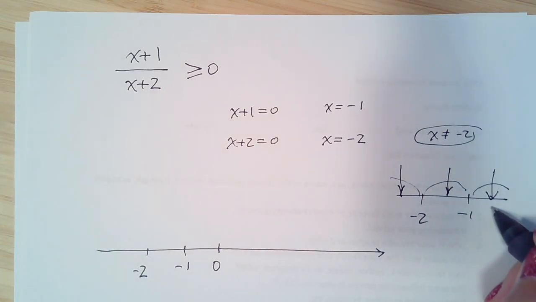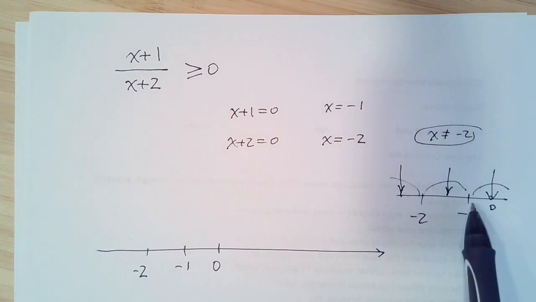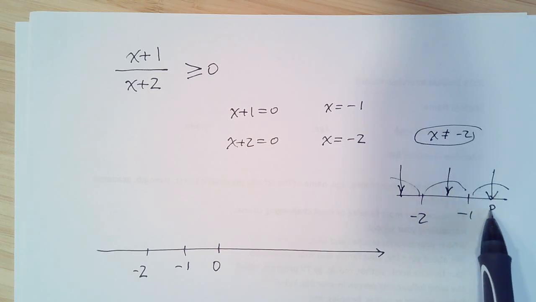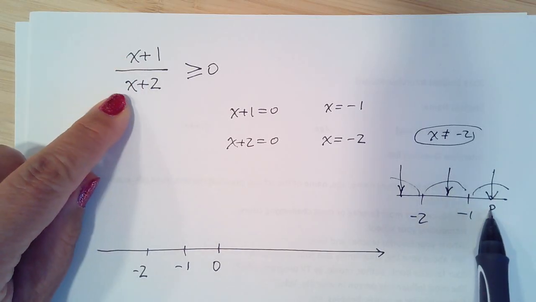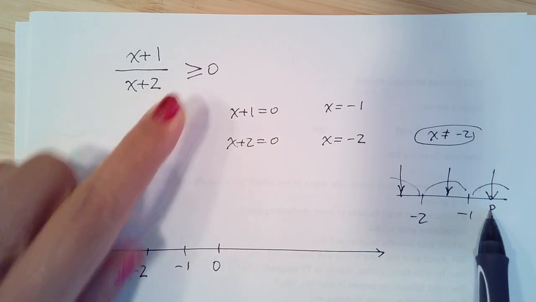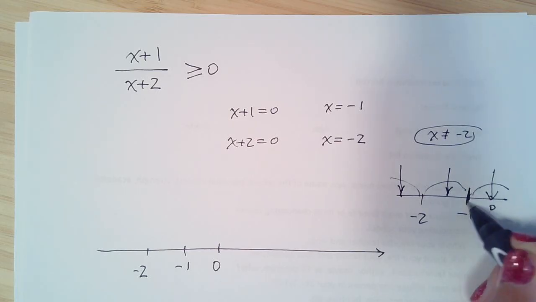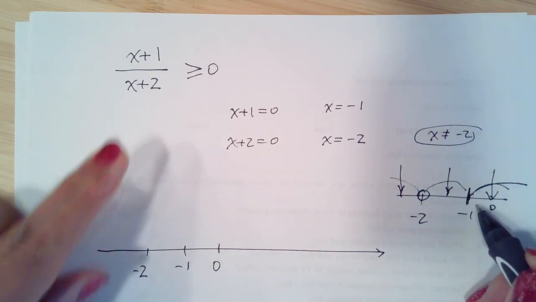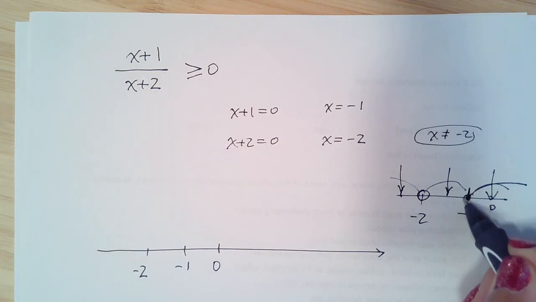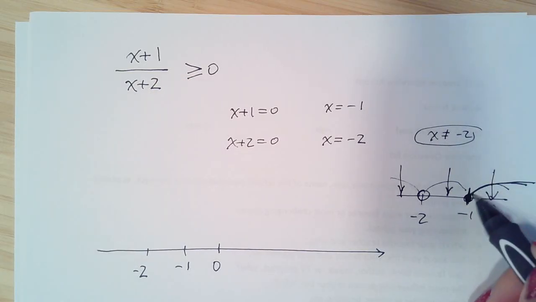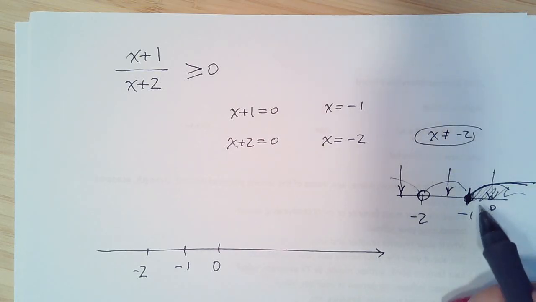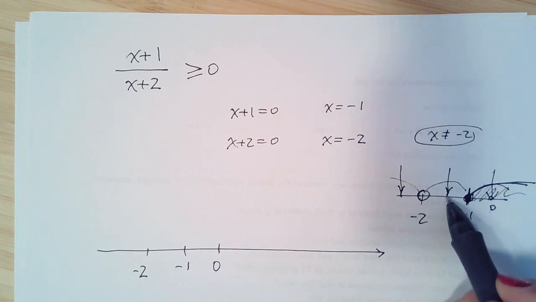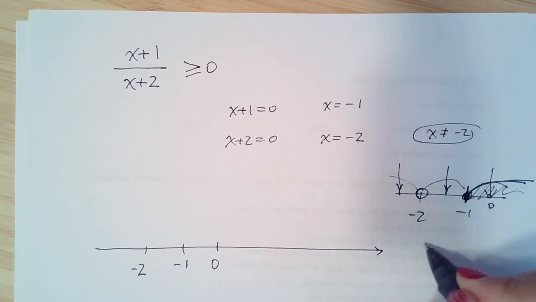For example, I choose 0. Okay, I pick 0 in this part. When it's 0, 0 plus 1 over 0 plus 2. Do I get a 1 over 2? So that's a positive. That's a good thing, because it's greater than or equal to 0. So that means the numbers from -1 and above are good. Not -2. Let me just cross this out at the first. But then, because it's equal, that means a solid point to the right, and the whole thing here is good.